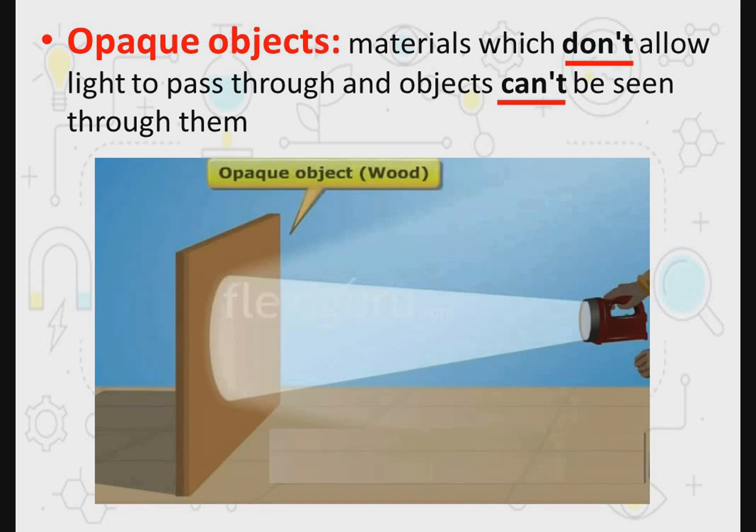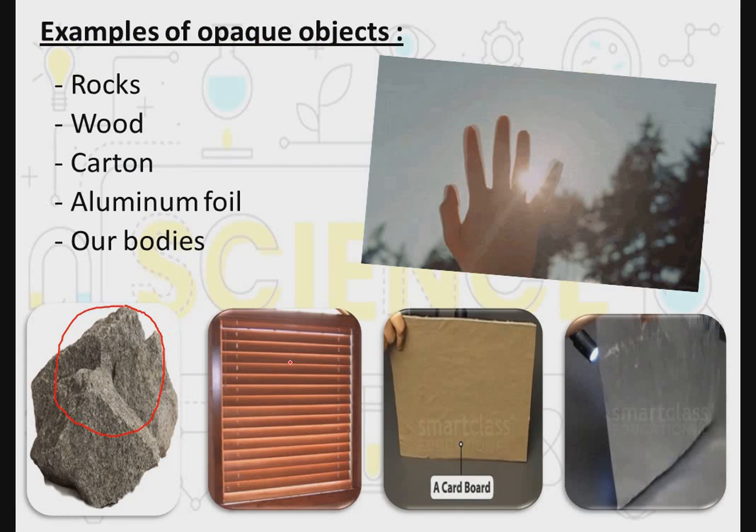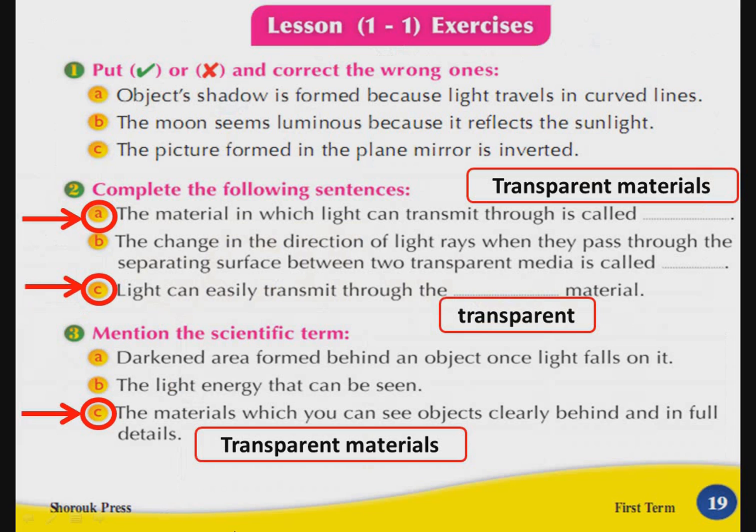Let's take examples of opaque objects. As we can see: rocks, wood, carton, aluminum foil or foil sheet, and of course our body. Let's practice together.